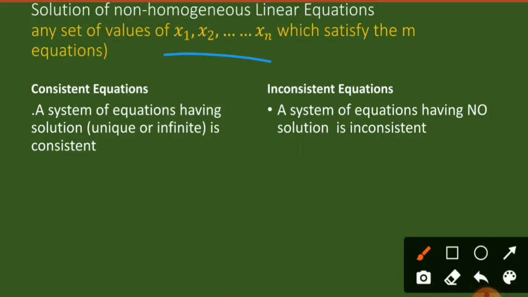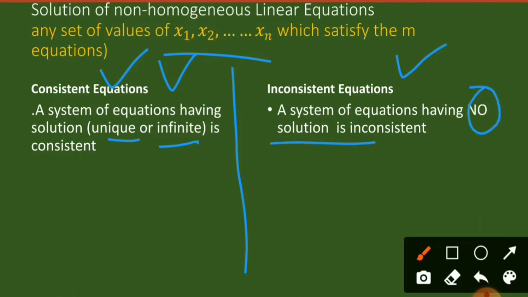So in this way, according to solution, the equations can be divided into two portions, consistent and inconsistent. A consistent system of equations means the given equations have a solution, whether it is unique or infinite. If the equations have some solution, they are called consistent. If the system of equations has no solution, then they are called inconsistent equations.